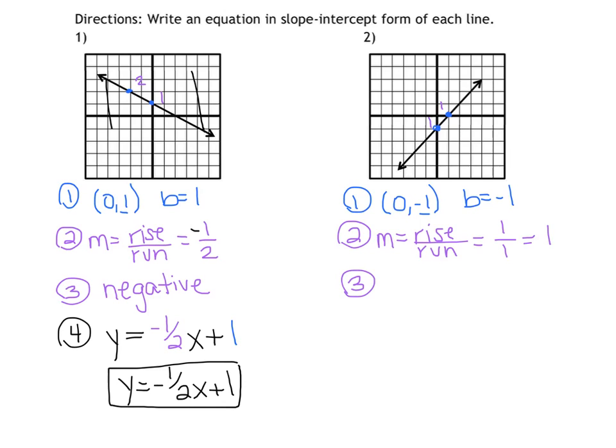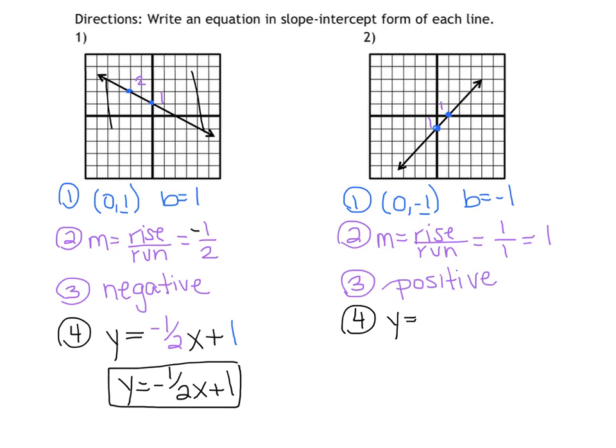Step 3, identify what type of slope it is. Is it a positive or negative slope? Well, we're going uphill. Therefore, this is a positive slope. So your answer for your slope is a positive 1. And then our last step, step 4, you want to put it all together.